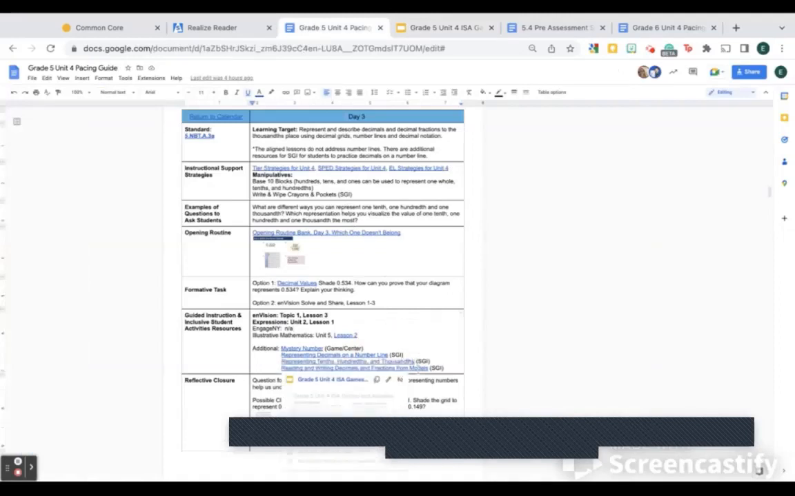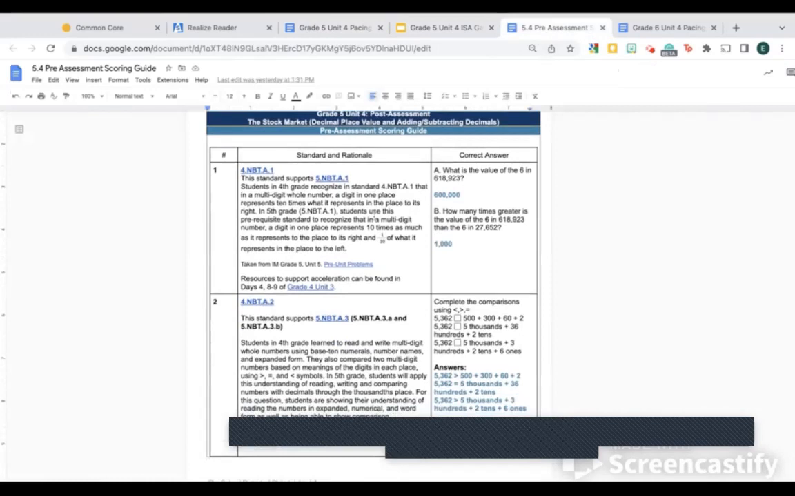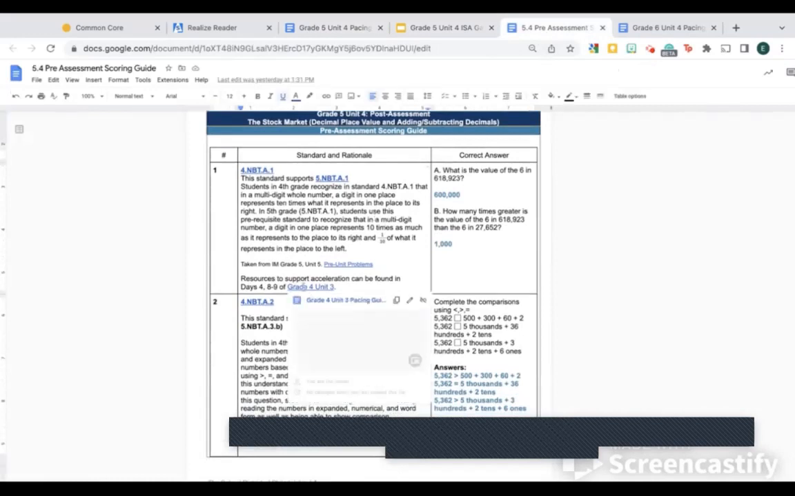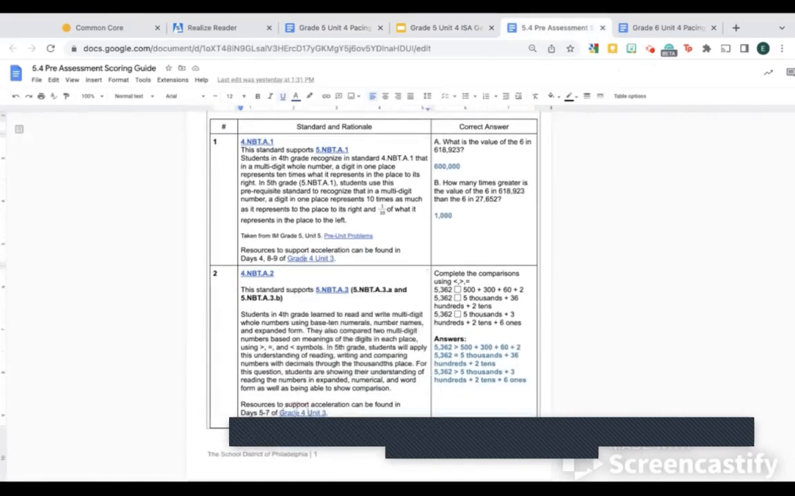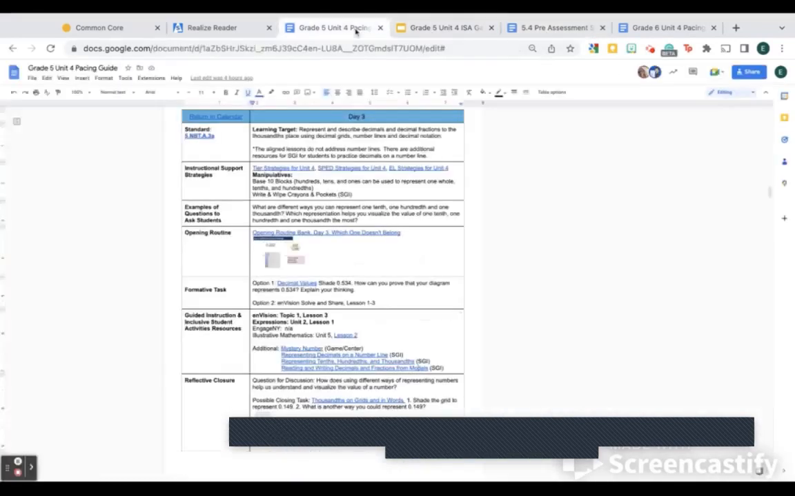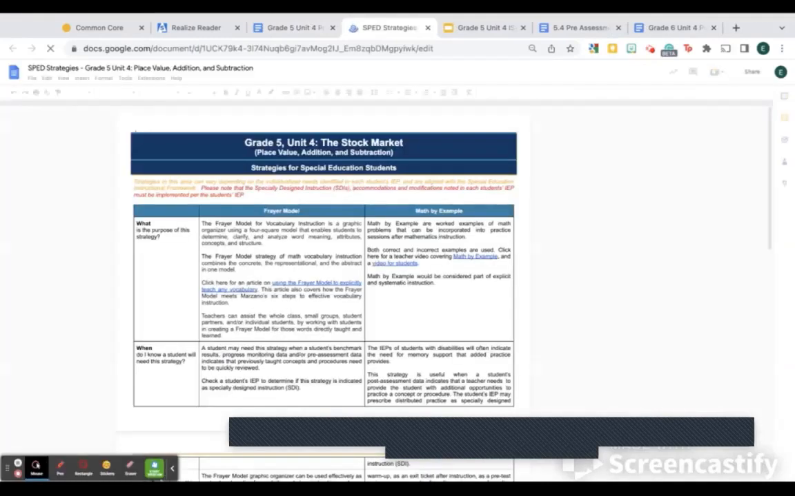Another thing I could do is if I go to my pre-assessment, it will help me understand where I can find resources from previous grades if I know I need to do even more acceleration. Another thing I can think about for ISA is exploring my tier, special education, and English learner strategies. Take a look at those documents at the beginning of the unit to really think about what strategies you can infuse throughout the unit.